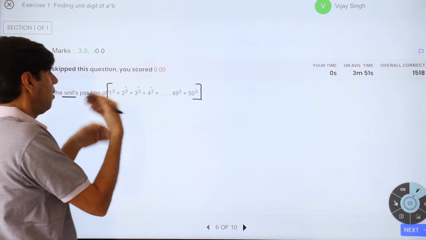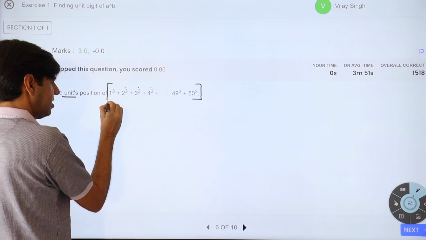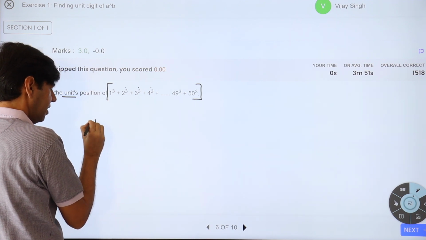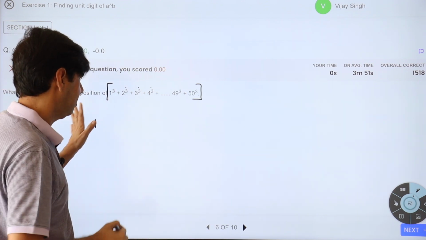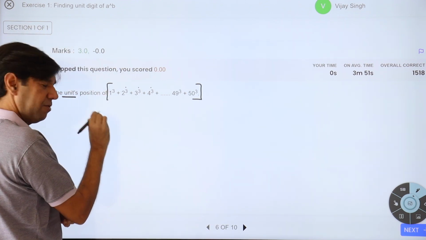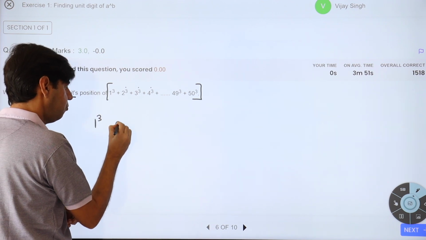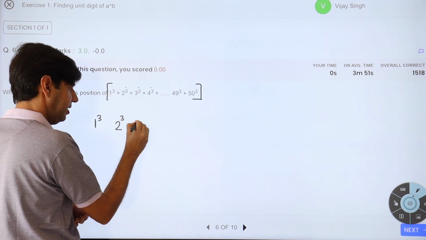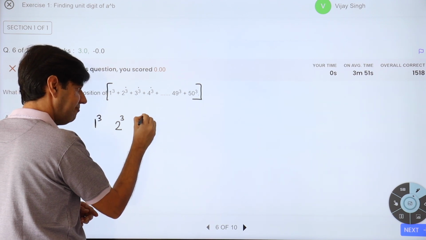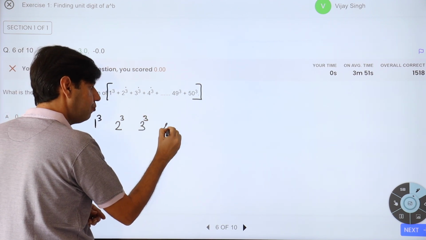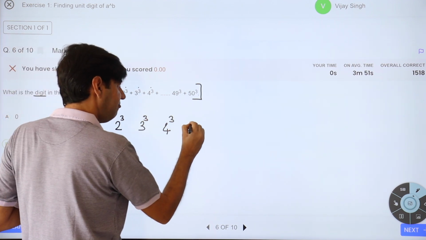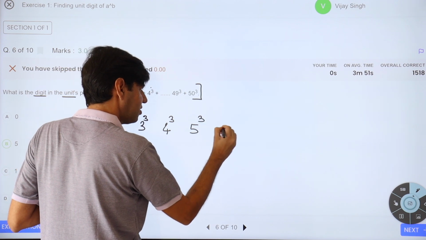So let's start. I'll just start with this 1 cube. There are again some shorter ways of doing it. I'll just do it a little elaborate way. 1 cube will end with a 1, I know. 2 cube will end with an 8. 3 cube will end with a 7. 4 cube is going to be 64, ending with a 4. A 5 will end with a 5, a 6 will end with a 6.